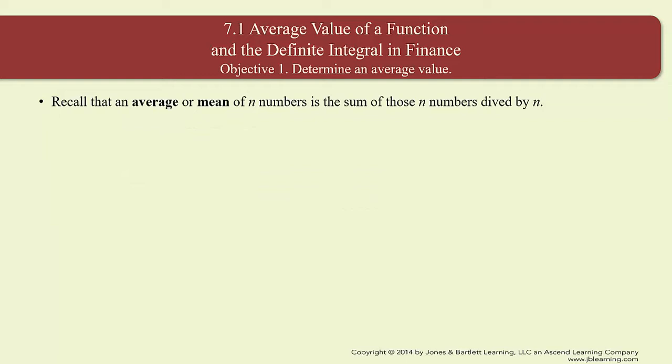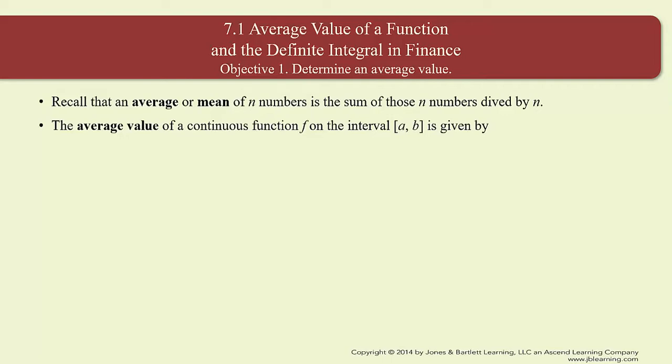So you may remember that the average or mean of n numbers is the sum of those n numbers divided by n. It's supposed to say divided by n, a little typo there. In other words, if I want to determine the average or the mean for a test, and there are 14 of you in the class, I would add up the scores and then divide by 14. You all know how to get an average or a mean.